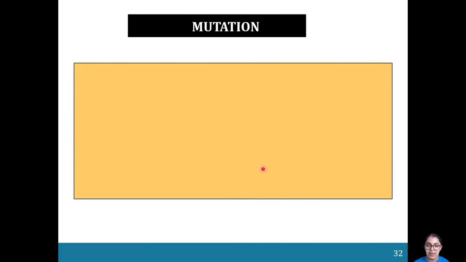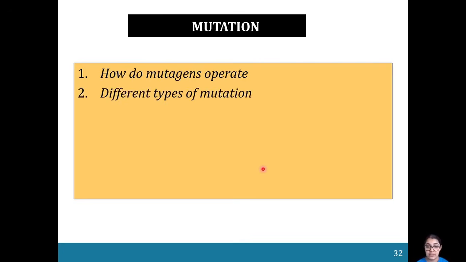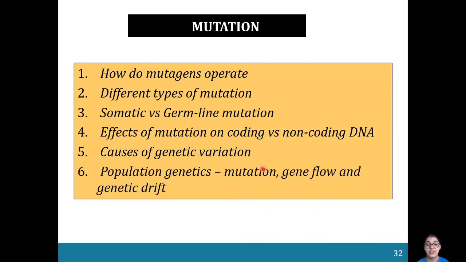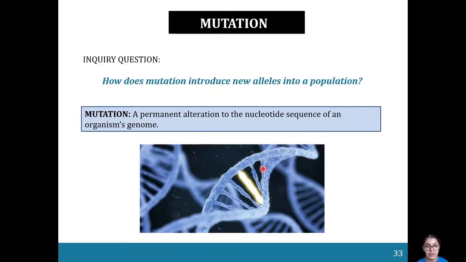Okay, here we are. The first question we're going to look at is, how do mutagens operate? Then the different types of mutations. We're going to talk about somatic versus germline mutation, and then talk about the effects of mutations on coding versus non-coding DNA, and then look at causes of genetic variation, and finish off by talking about population genetics. So we're going to talk about mutations, gene flow, and genetic drift.